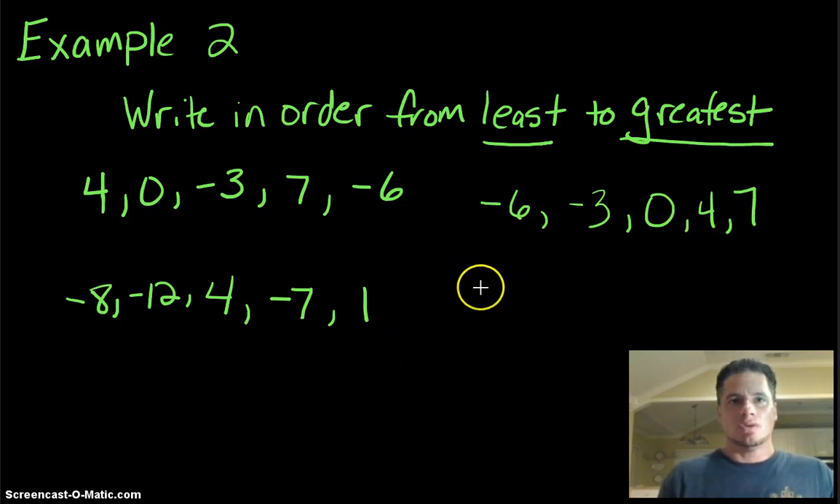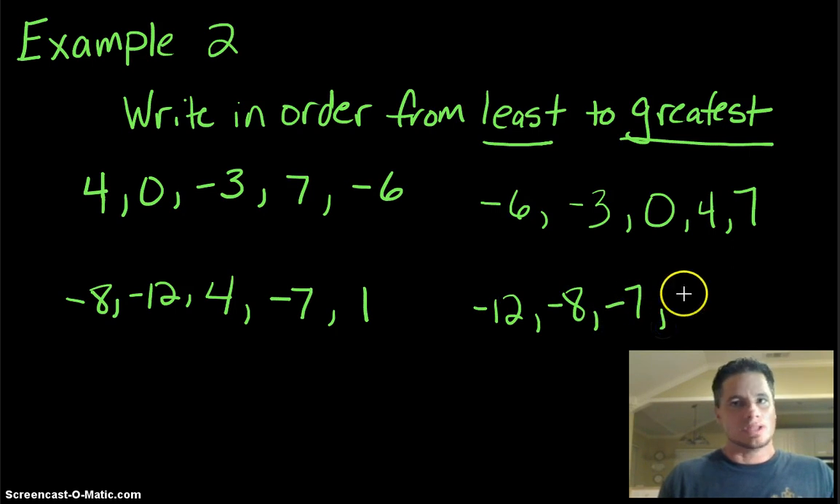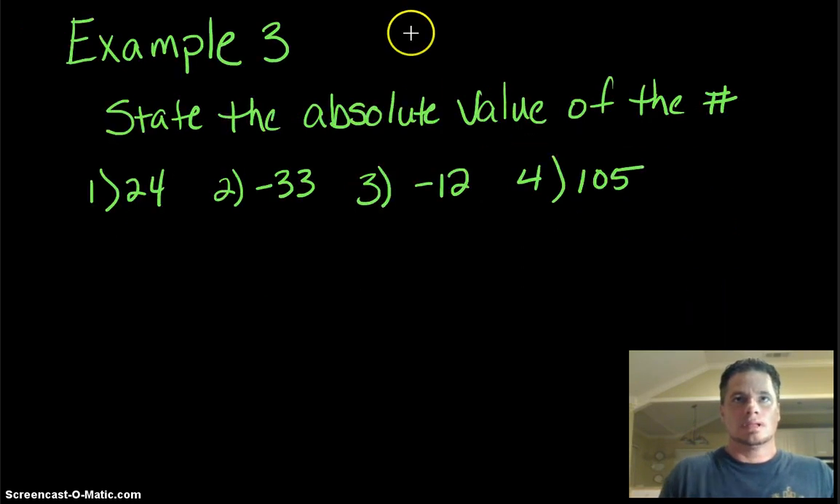Look at the next example. Well, I've got three negative numbers. Which one's smallest? Well, the one that's farther from 0, which is negative 12. The next one, next smallest, is negative 8, getting bigger, negative 7. Then I've got two positive numbers. That's obvious, 1 and 4. Okay, that's ordering from least to greatest.